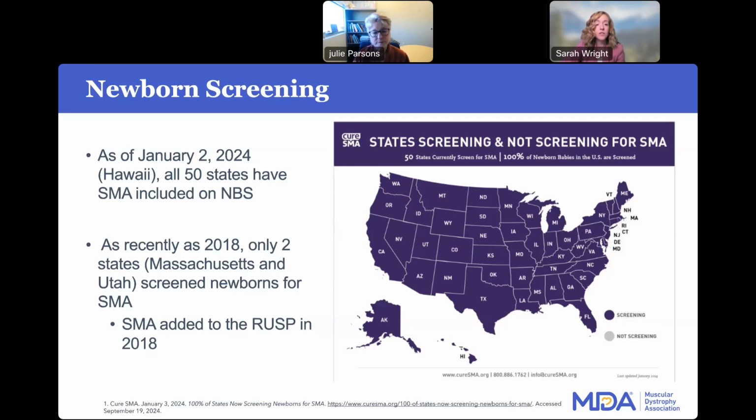And this is really important to know, what state you are in, and also when they added it to their particular newborn screening, because again, there may be some children who are missed if they were born prior to the advent of newborn screening and have milder phenotypes of SMA. Next slide.